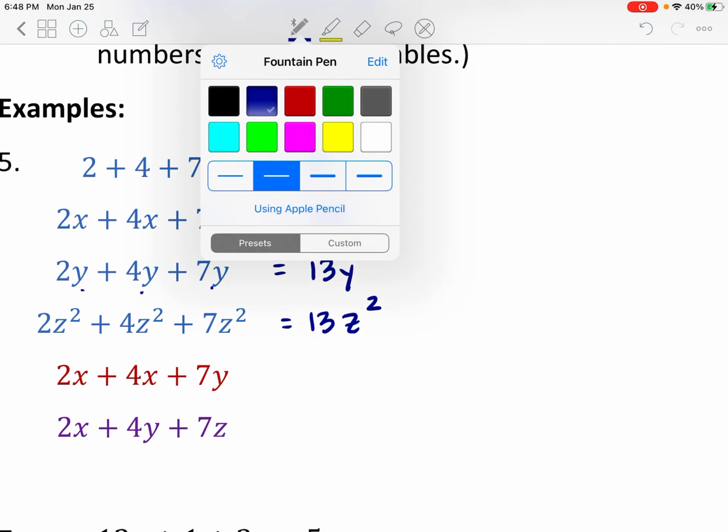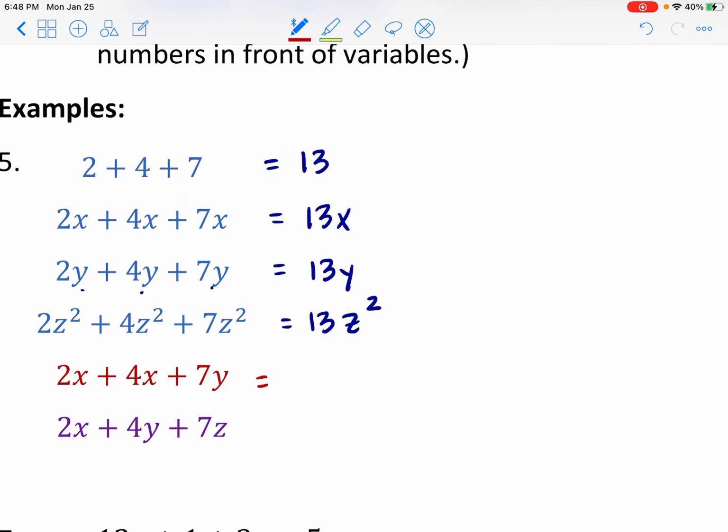Okay, now notice I changed color here. In the next problem, the 2x and the 4x are like terms. Their variable parts match, but the y doesn't match an x. It's not the same variable. It means we can't combine it. So I can combine the 2x and the 4x by combining their coefficients. So 2 and 4 makes 6. So I have 6 x's total there, but the 7 y's could not be combined with the 6 x's. So in that answer, there are those two separate terms.